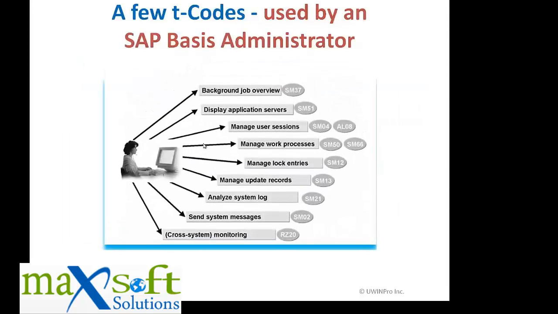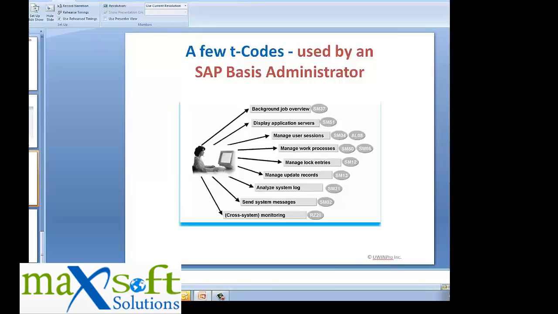As a basis administrator, I use something called T codes to do my activities. Normally I do things like what is shown on the screen. I check the background jobs. I display the application servers to find out whether they are really running, and I manage the user sessions and work processes, and so on. I also have to analyze the system log and dumps. I have to see whether any dumps are there, and whether all the background and batch processes are done, and so on. Now I am going to show you how to log in to an SAP system.